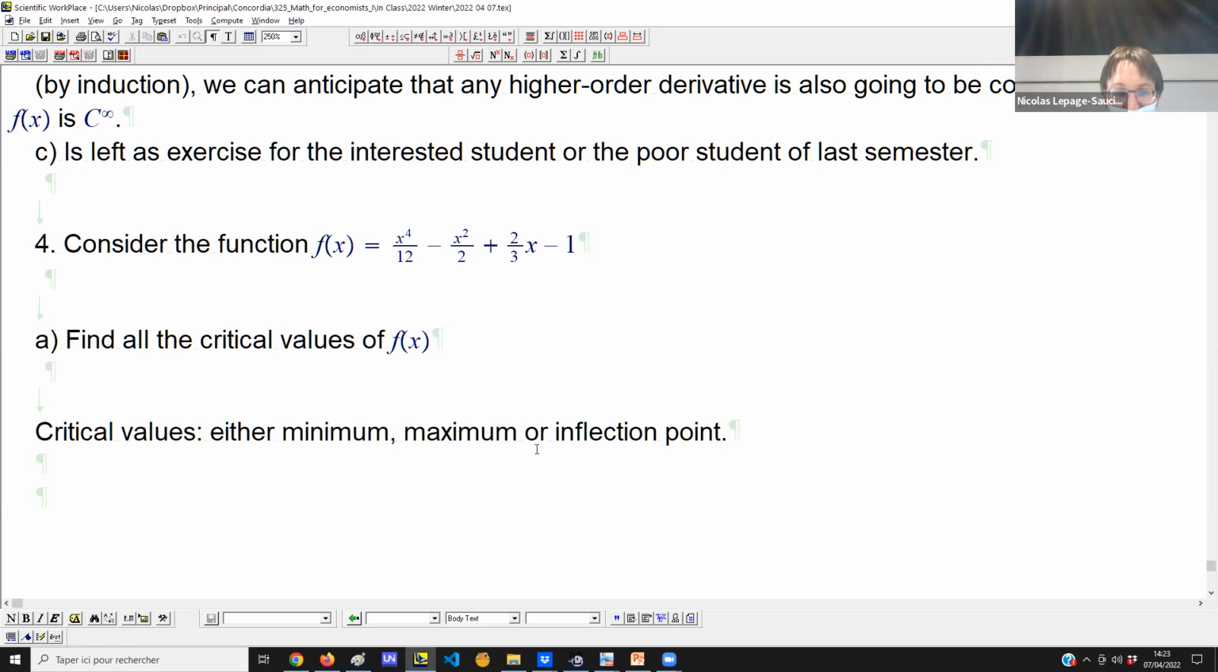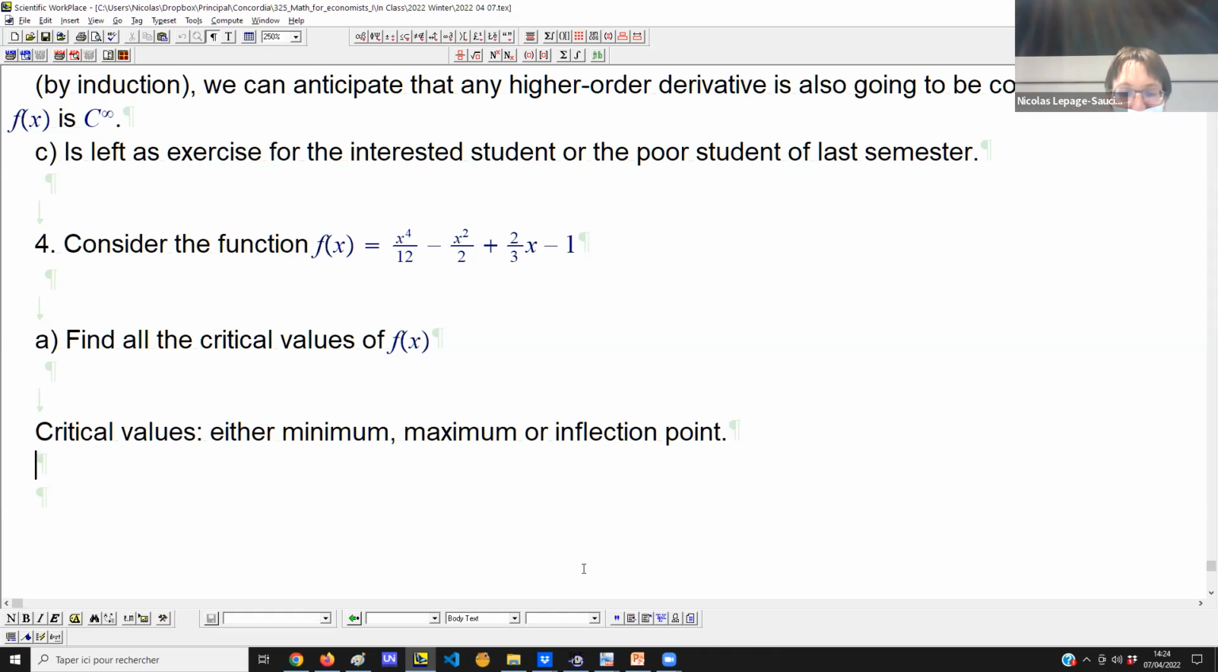Okay, so I've realized that I didn't tell everything that I had to tell for inflection points, and anyways, what we care about is minimum and maximum. So the only thing you have to know is if the second derivative is 0, then it can be an inflection point or not.